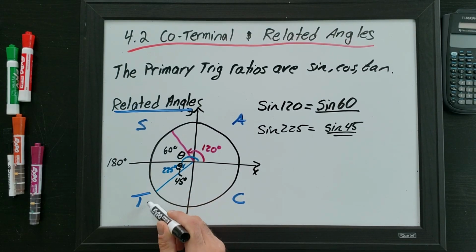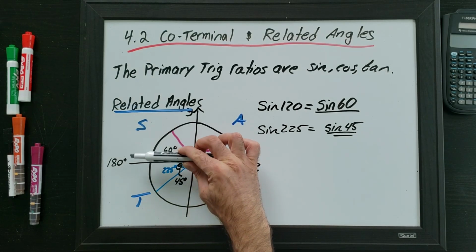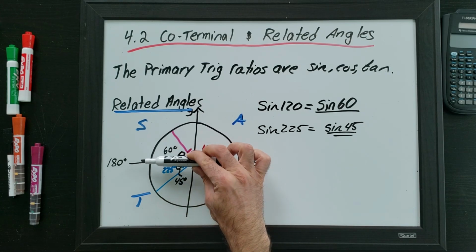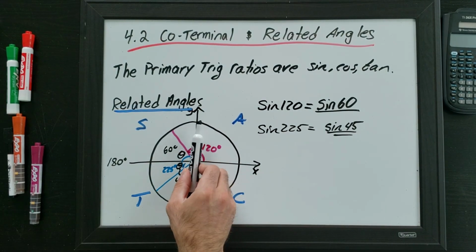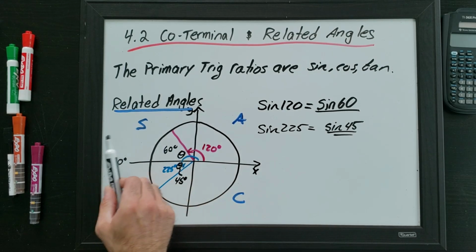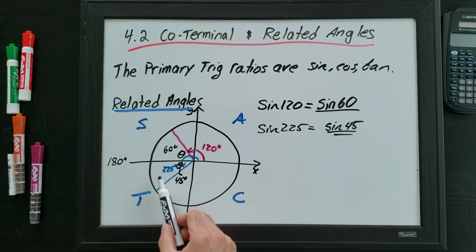But look at sine of 225. 225 lies in the tan quadrant. So only tan is positive here. Sine and cos are both negative. And you can see that by knowing that sine is actually vertical distance, so we're below the x-axis. And cos is horizontal distance, so we're to the left of the y-axis. So we know that they're both negative over here.